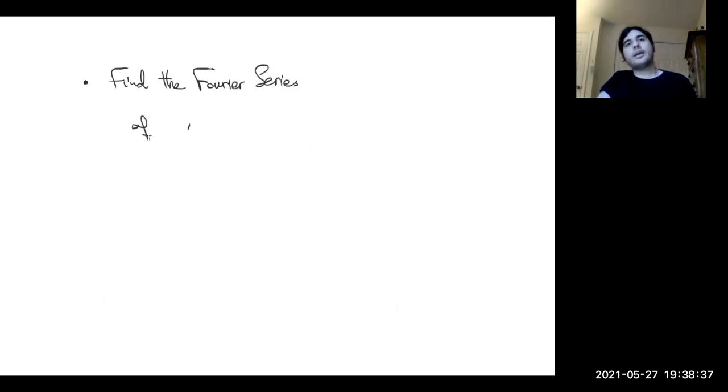Let's do an example about this thing. This is an example from the book. Find the Fourier series of y equals absolute value of sine of pi x. Okay, think about this one for a few minutes.